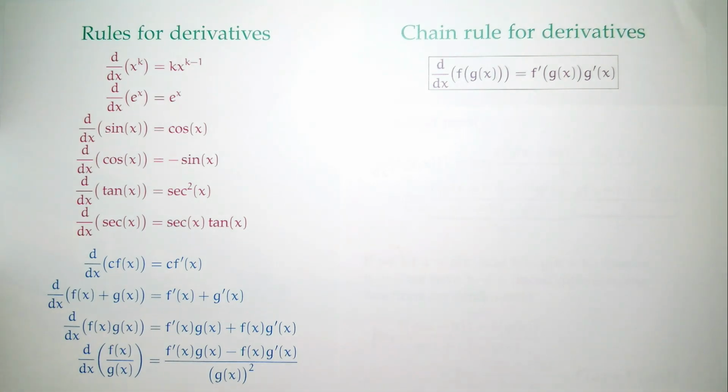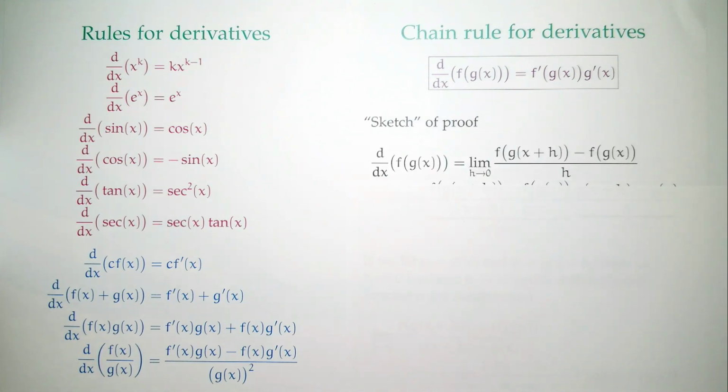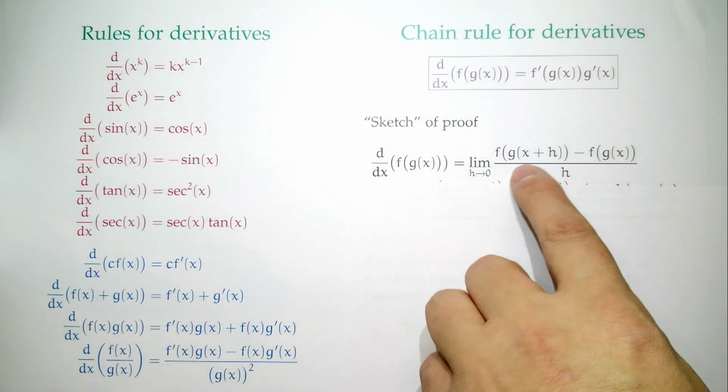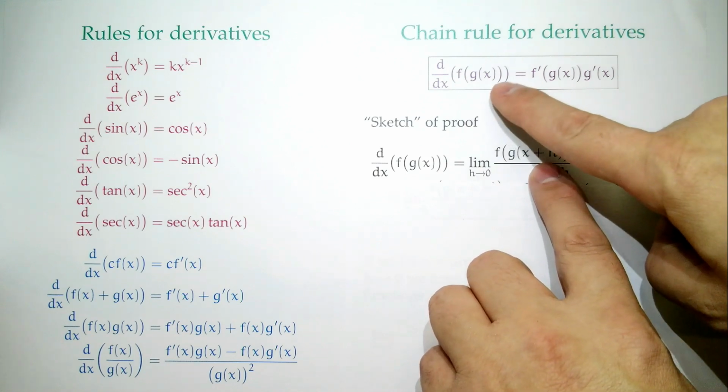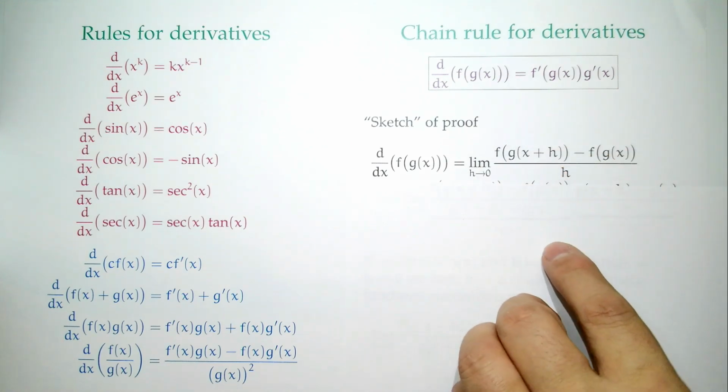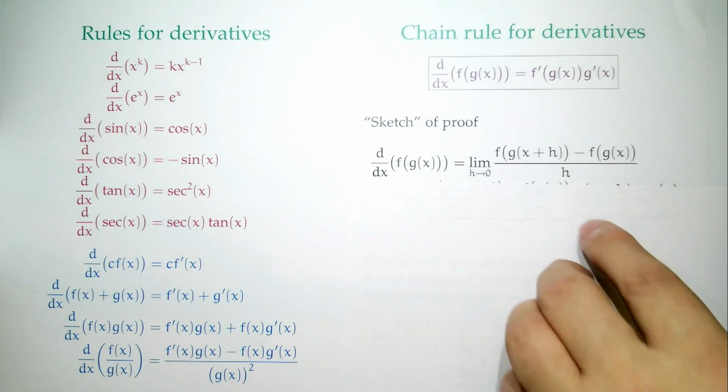Now, we want to understand why this works. So we're going to give a "sketch" of a proof. I use the word sketch in quotation marks because there's a little bit of a technicality, but it's good enough to convince us. So how do we do any of these? If I want to take the derivative of f of g of x, I go back to the limit definition. Take the limit as h goes to 0 of f of g of x plus h, so I'm replacing x by x plus h, minus f of g of x, all divided by h.